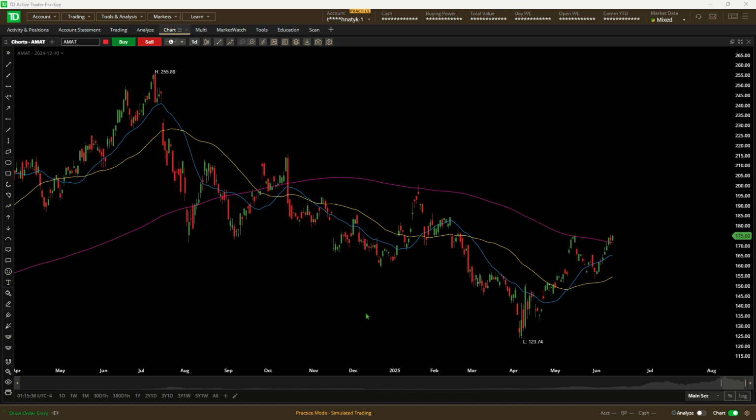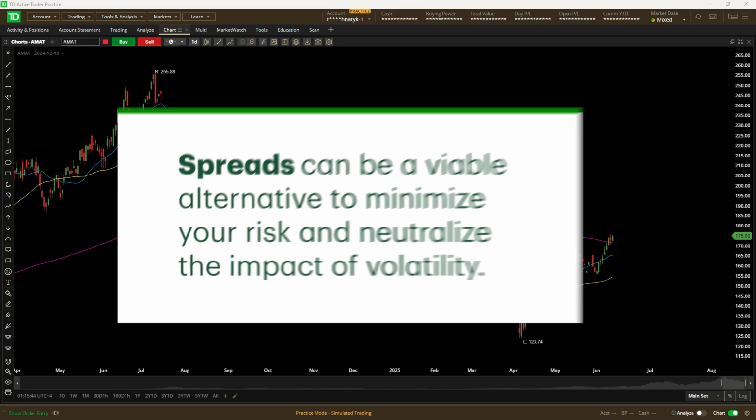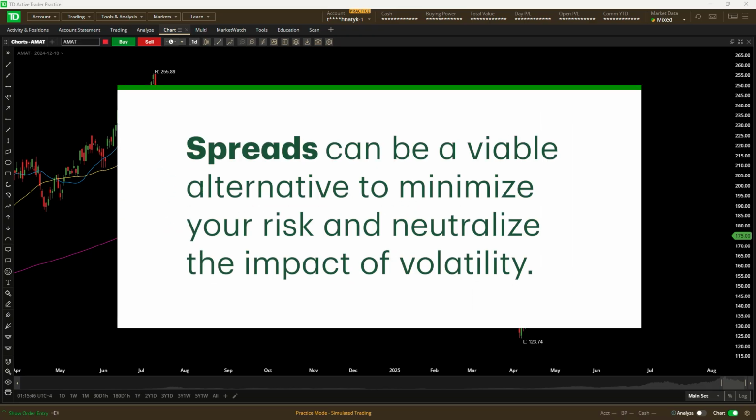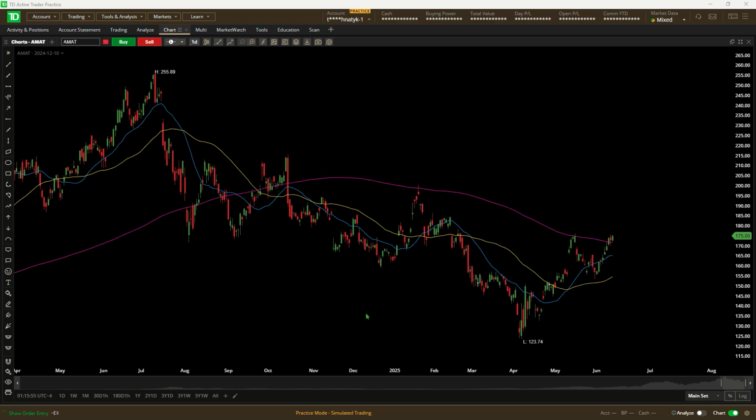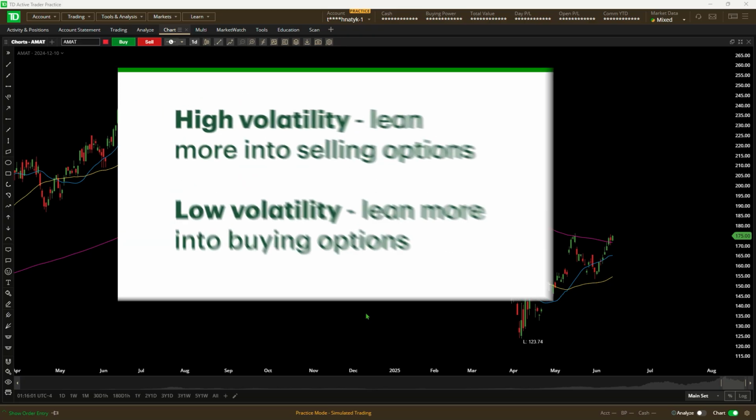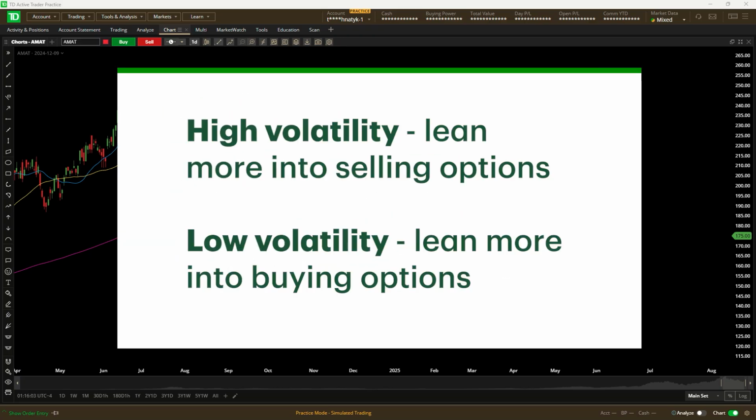Some of you may not be comfortable with naked options because of the potential risk, and that's okay. Spreads can be a viable alternative to minimize your risk and neutralize the impact of volatility. Now is a great time to consider current levels of volatility. Generally speaking, in times of higher volatility, lean more into selling options to take advantage of inflated premiums. And in times of low volatility, lean more into buying options.